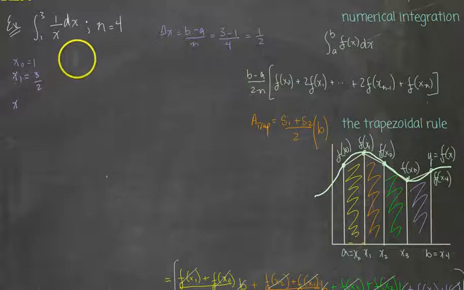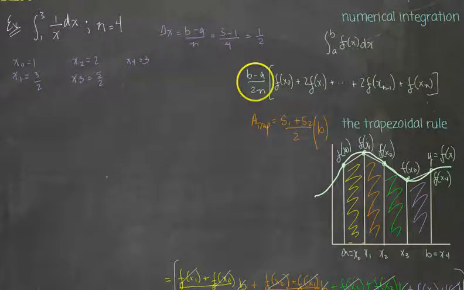x2, well, let's write it up here. x2 then would be x1 plus delta x plus 1/2, which equals 2. x3 is x2 plus 1/2, which is 5/2. And x4, we already know, is 3. So now we have all of our x values.